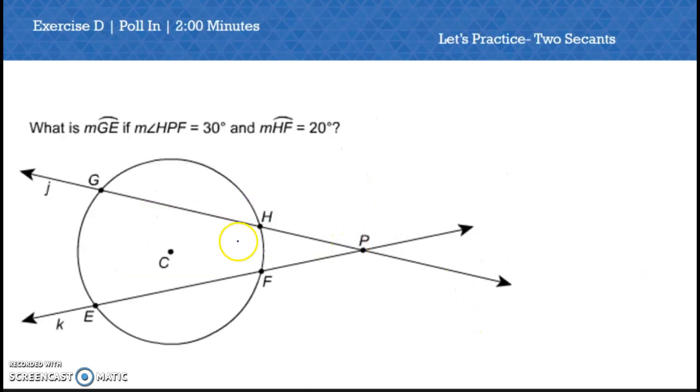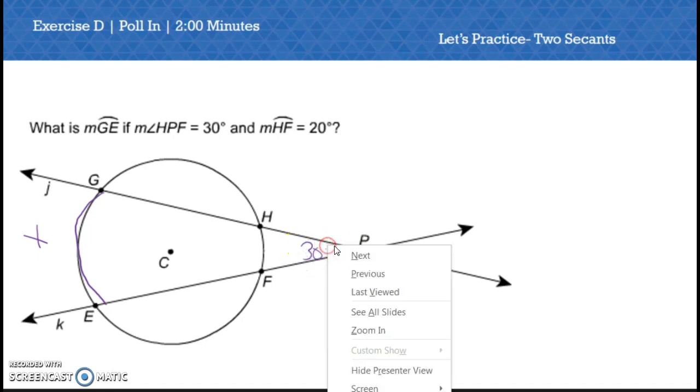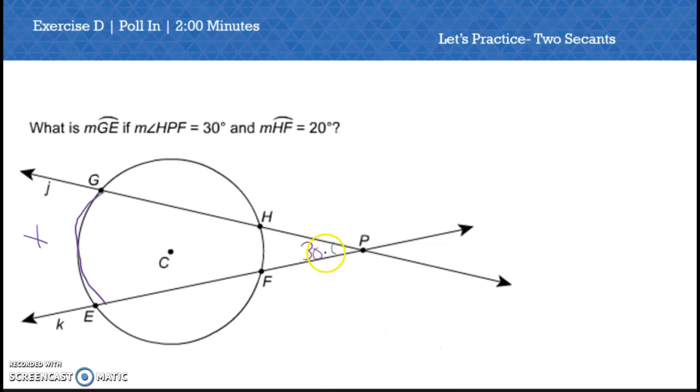Now here's an example of the little ice cream cone situation where we have to take half of the difference of the arcs that are intercepted. So we want to know the measure of arc GE. We don't know that. Call that X. We know that angle HPF is equal to 30, and then we know that arc HF is 20.